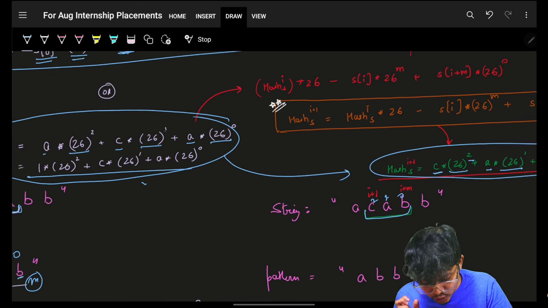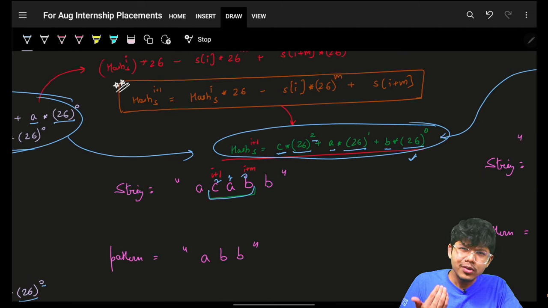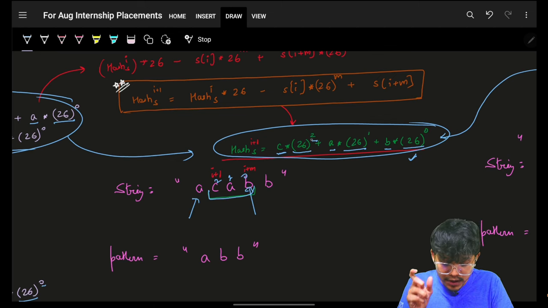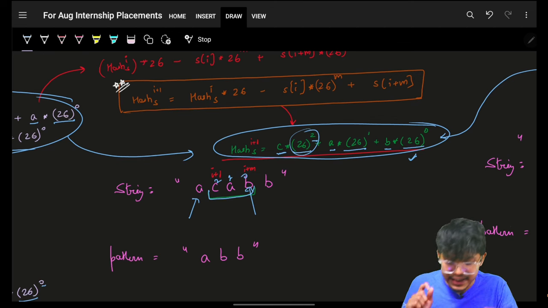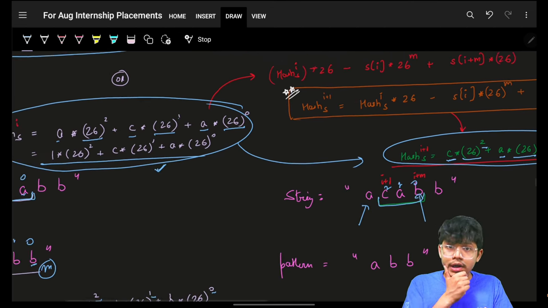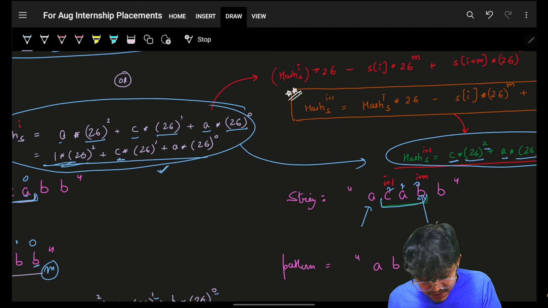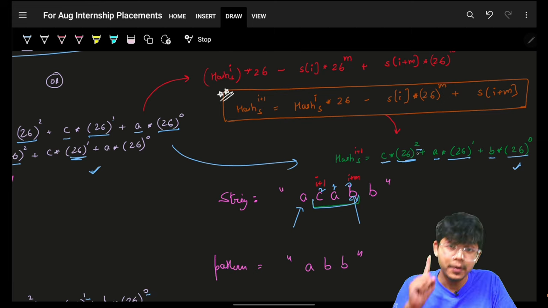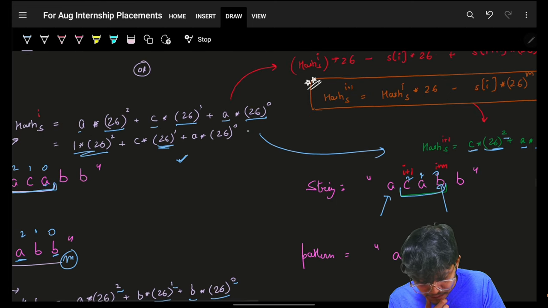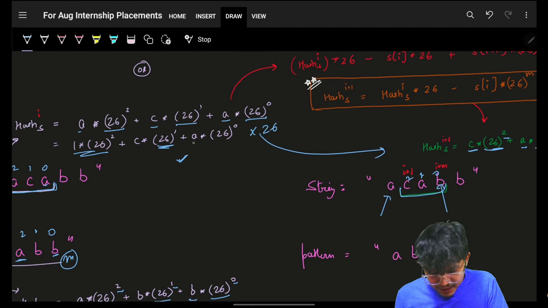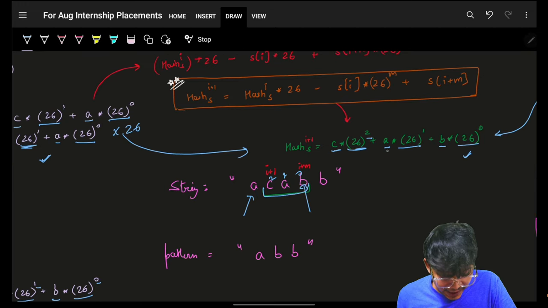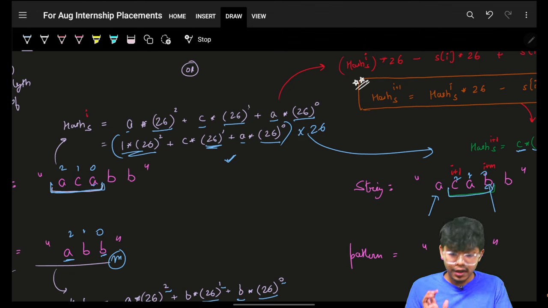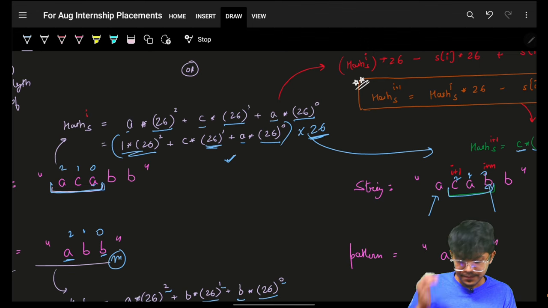What operation should I do here so as to reach here? I'll simply add a B and I'll subtract an A. But you also have to make sure that you are maintaining the powers. So I had this hash. In this, C has 26 raised to the power 2, and A has 26 raised to the power 0. So I know one thing: I have to multiply this entire existing hash by 26. That's fine.